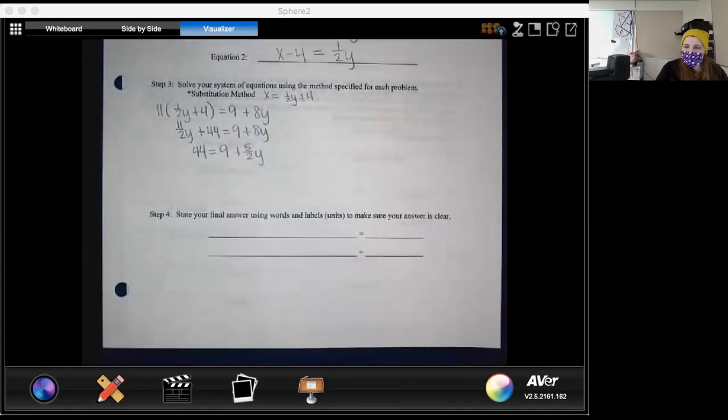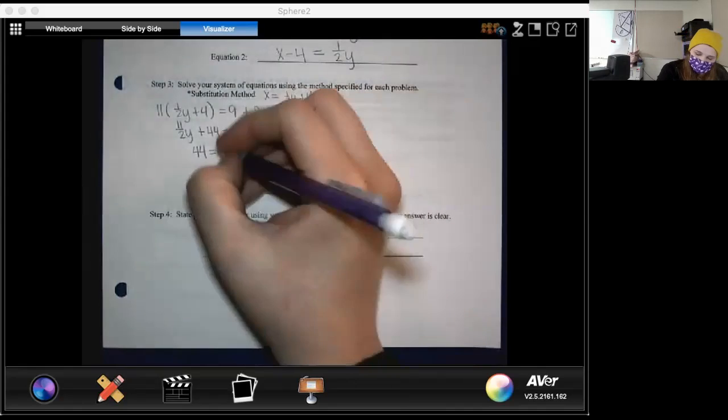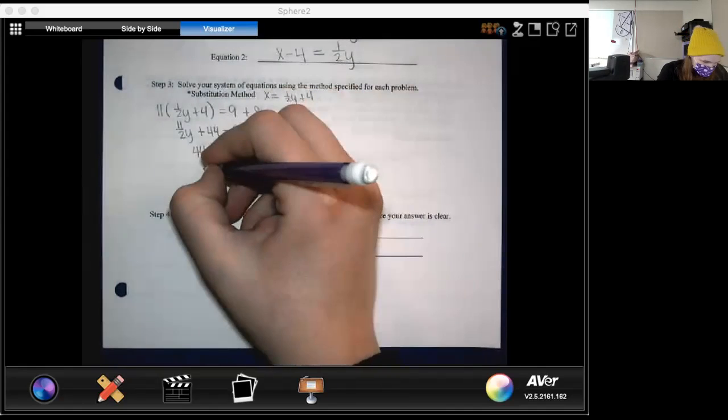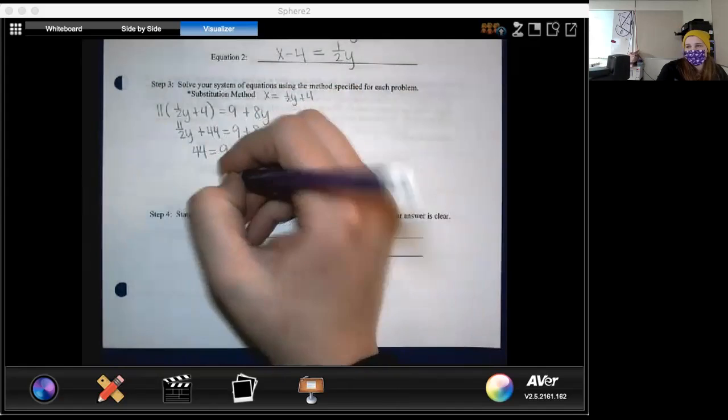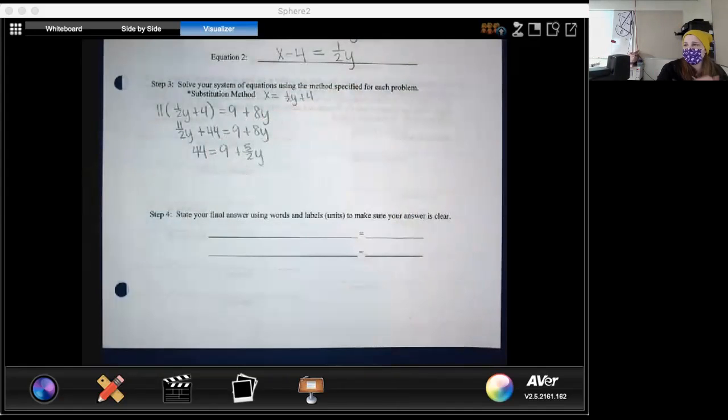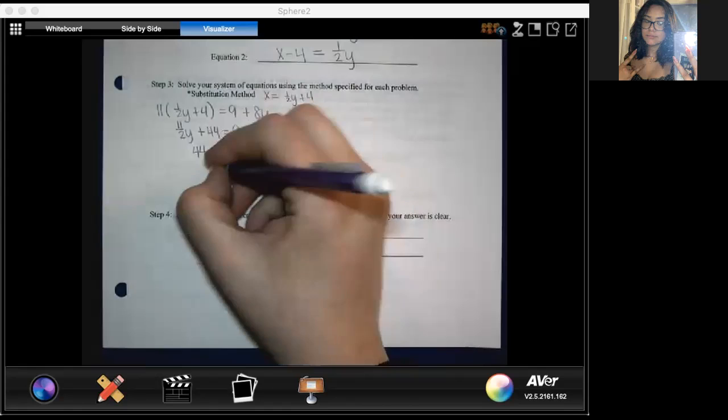Then we subtract 9, so it would be, we got 6 problems to do today, so I need some basic math help here, guys. I know the answers, but I want to make sure you guys do. 35, thank you.